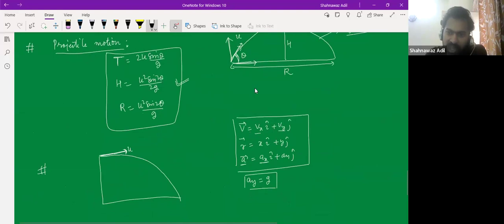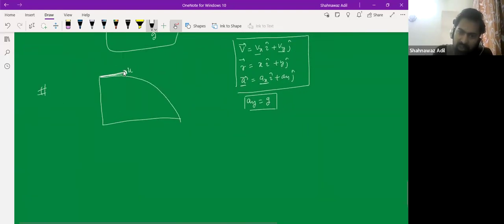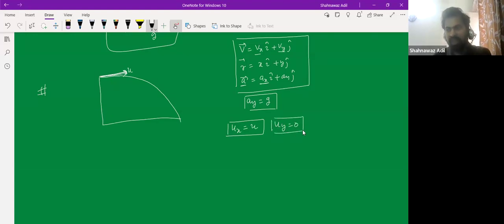So what will we have when we are projecting this horizontally? It will only have the horizontal part, x, right? The vertical part is 0, right? Is it clear? Yes, sir.